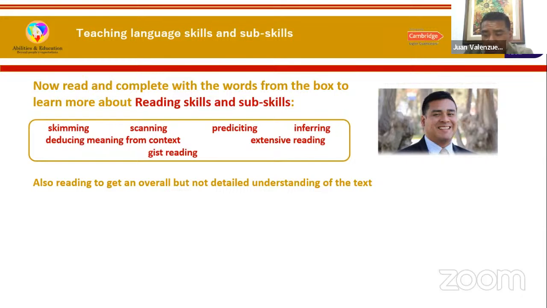Thanks for your answers right there in the chat. So skimming is reading quickly to get a general idea of what the text is about. And this statement is telling us that this is also reading to get a general or overall, but not detailed understanding of the text. So the answer here is, yes Doris Fernandez Figueroa, it's gist reading.